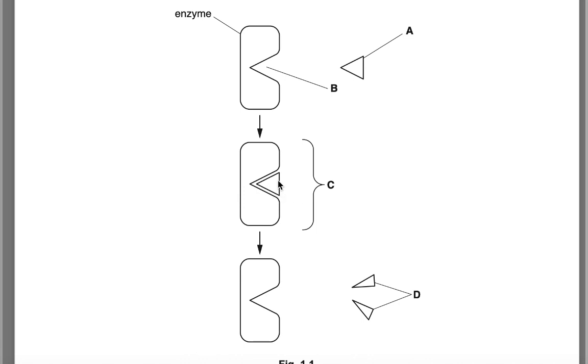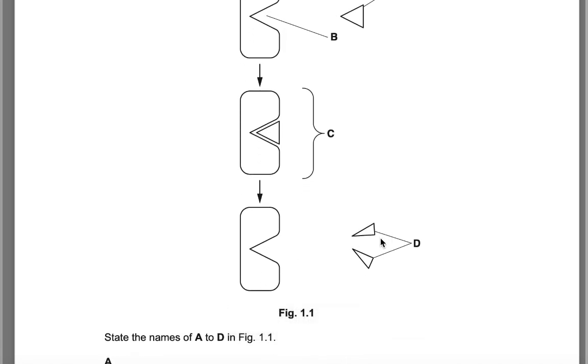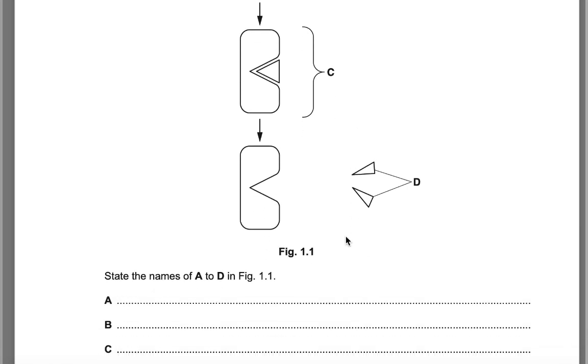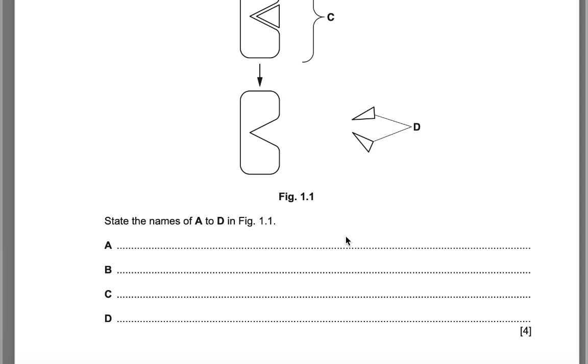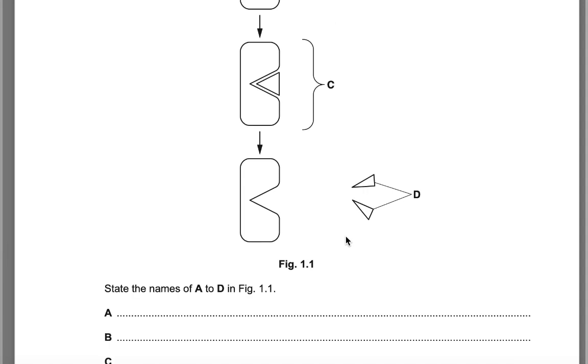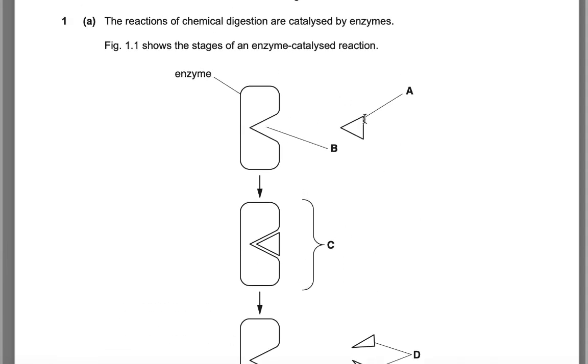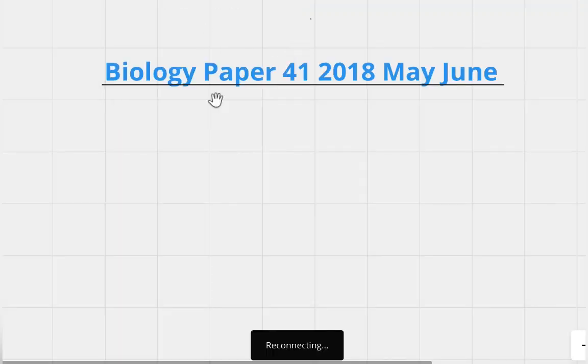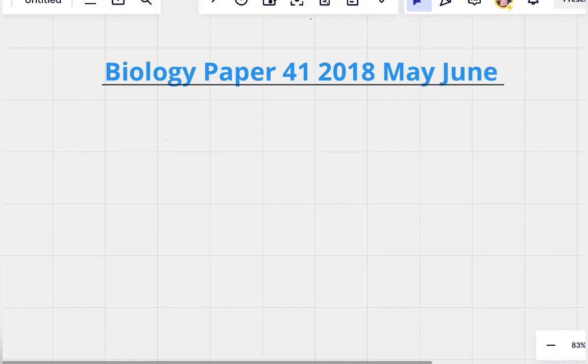So look at how the food substrate fits into the enzyme for the breakdown. Eventually it's broken down into smaller pieces. This is what happens in the digestive system, how enzymes help in breaking down the food. The first one, they want us to label A, B, C, D. So we go through it again. A, like we said, is what? Substrate. I think it will be faster writing on our whiteboard.